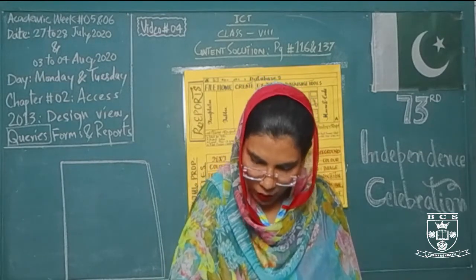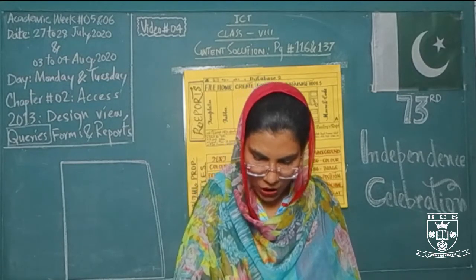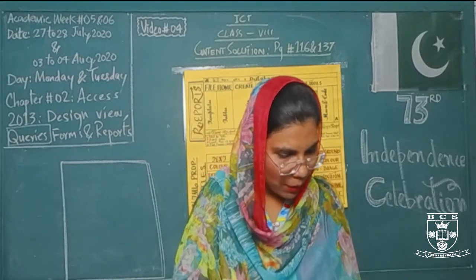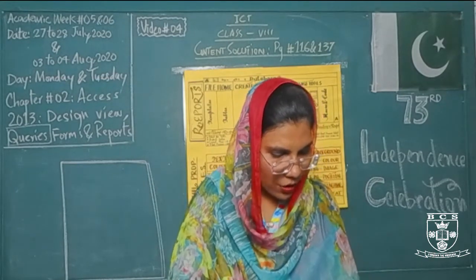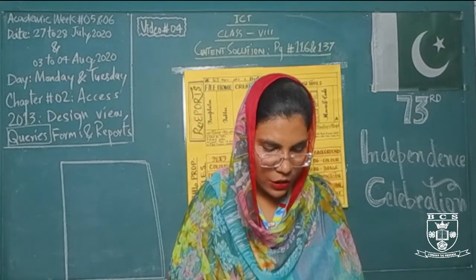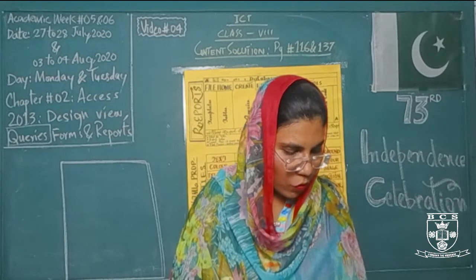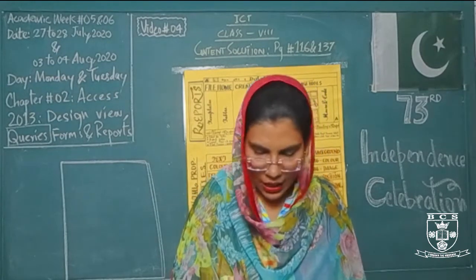For the third one, what will be a suitable data type for each field? For admission number, this is short text data type. For name, again short text. Class, again short text. Date of admission, this is date and time data type. For nationality, this is again short text data type.